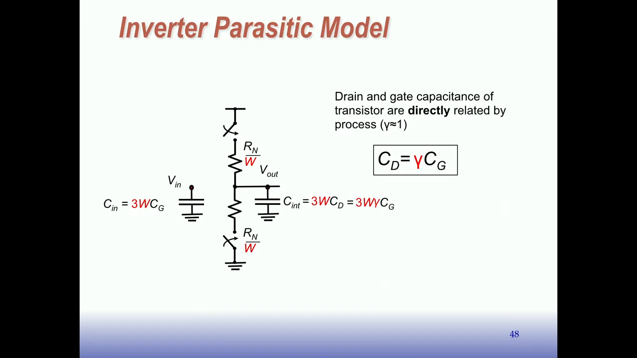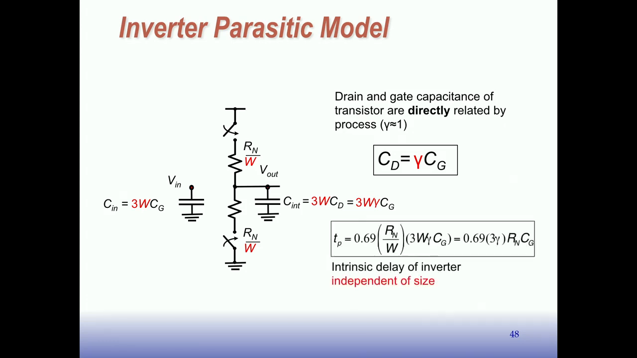We'll just keep it as a variable for now, as a little factor, and it's close to 1, right? And later we'll make it be exactly 1, and we can see what happens in that case. So once we do that, then we can re-express the internal capacitance of this inverter as 3WγC_G. Okay, once we did that, we can do some analysis and get to a nice result, and we did get to a nice result at the end of yesterday.